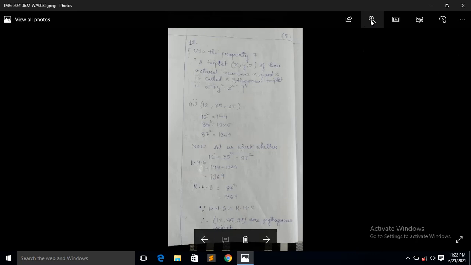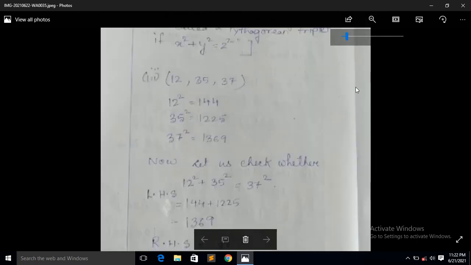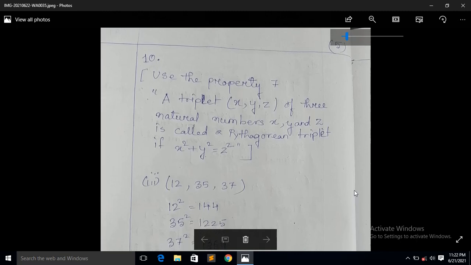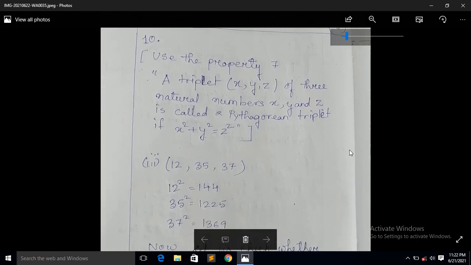Question number 10. In the following, identify the Pythagorean triplet. As I have already explained in the previous video, we will be doing this one again. Use property 7. It is there in your book. If three numbers are given, how will we check whether it is a Pythagorean triplet or not?